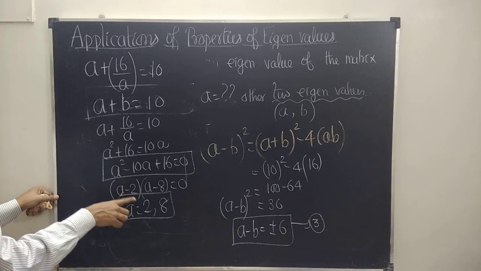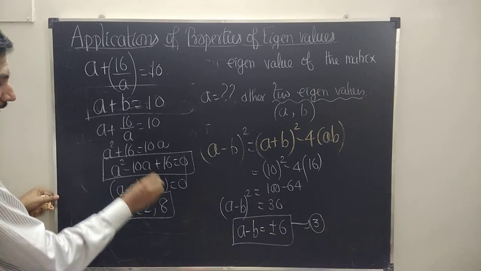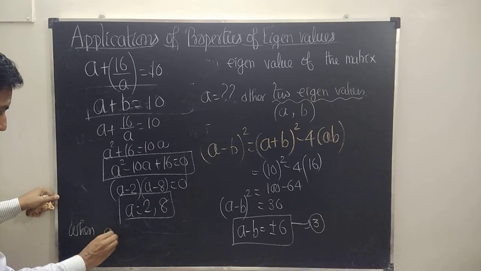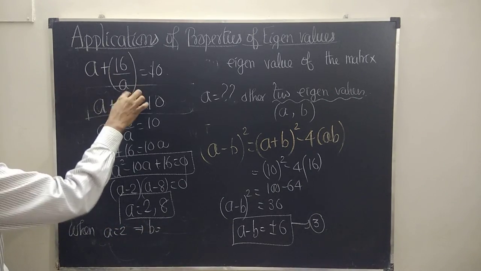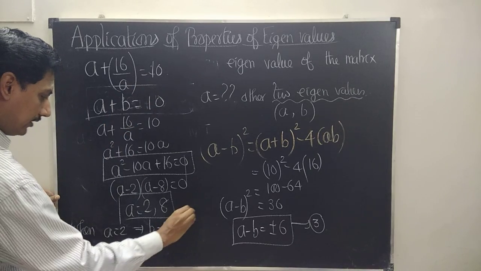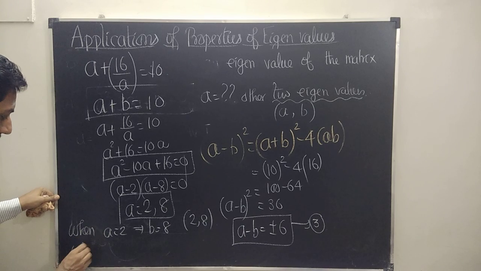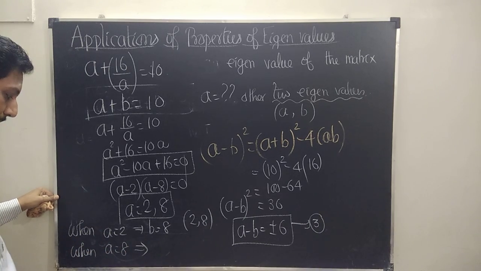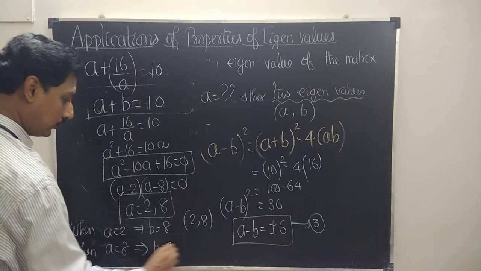Substitute A is equal to 2. We get 8, sum is 10, product is 16. So when A is equal to 2, what about the B value? B is equal to 16 by 2, that is 8. So when we choose A equal to 2, B equal to 8. At the same time, when I choose A is equal to 8, then B is equal to 16 by 8, it is 2. So it is 8 comma 2.